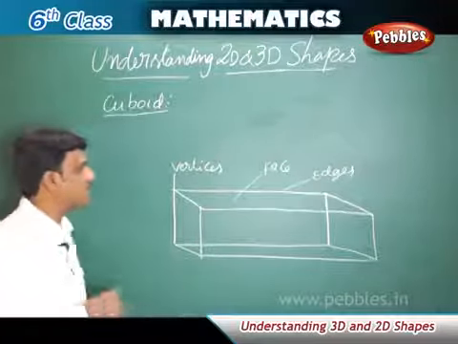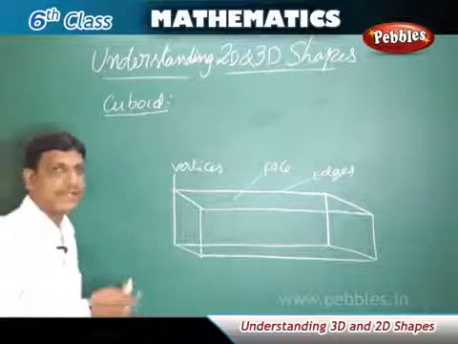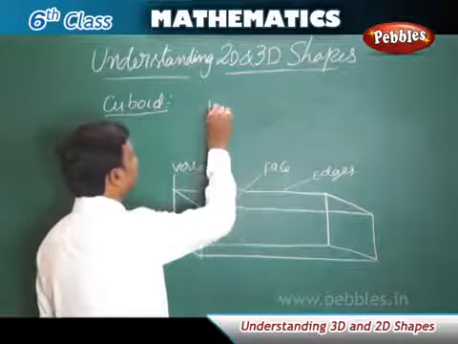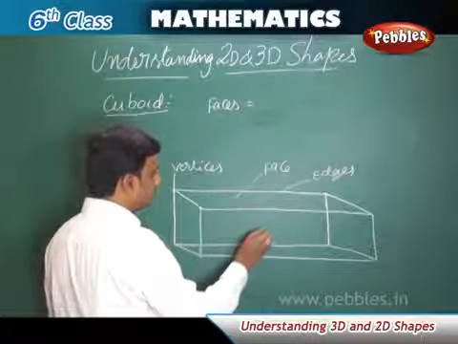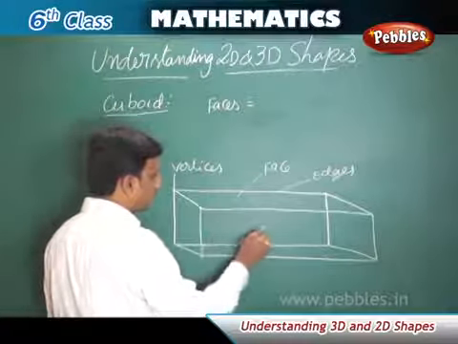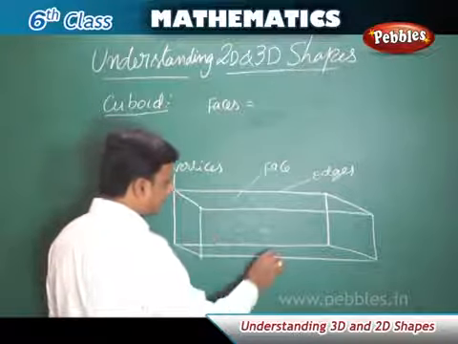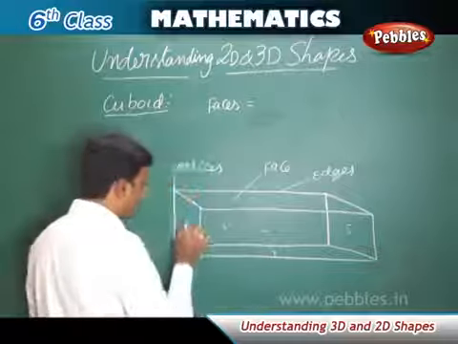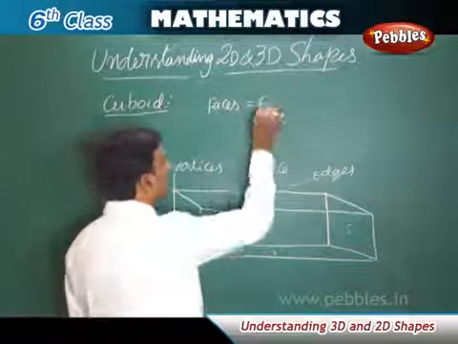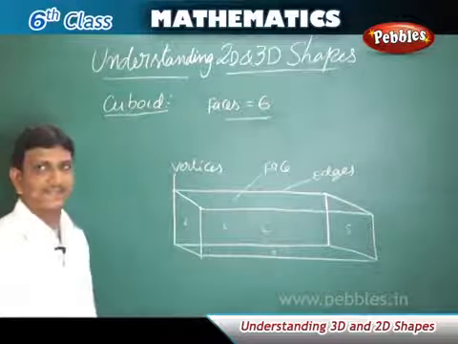Now let us see how many faces a cuboid has. Faces: 1, 2, 3, and the bottom one 4, right side one 5 and 6. A cuboid has 6 faces.